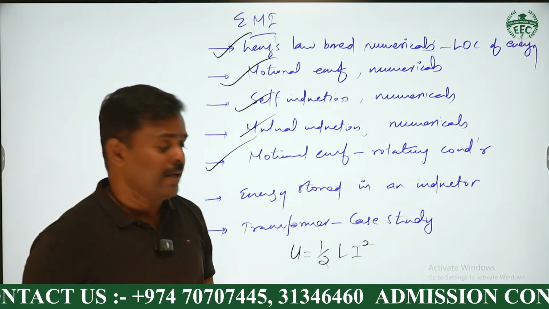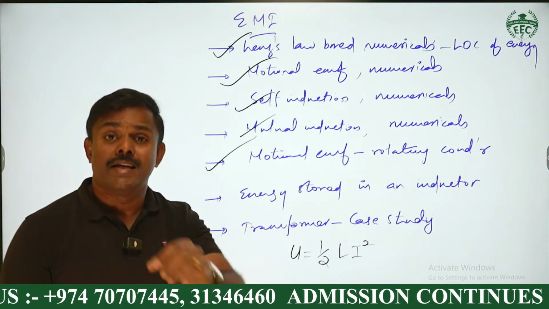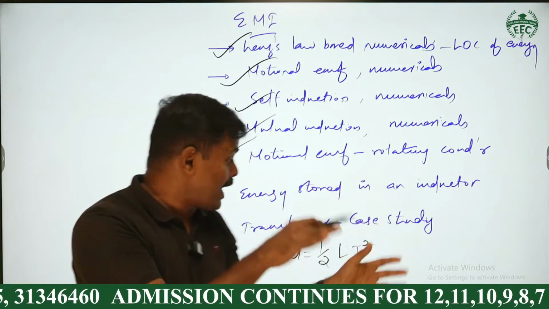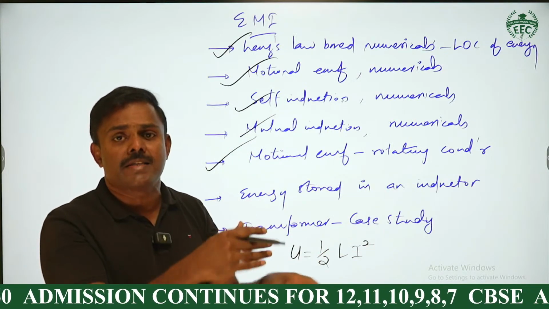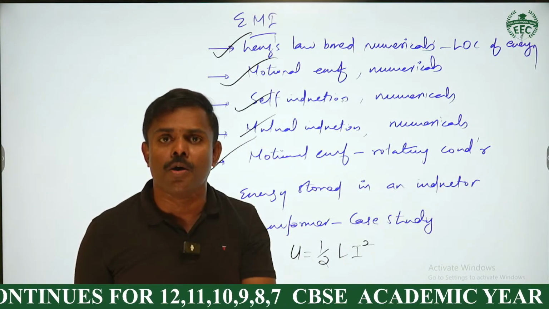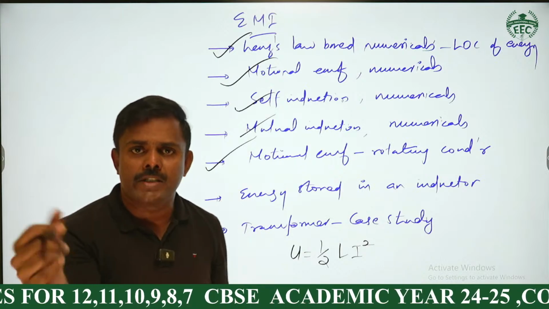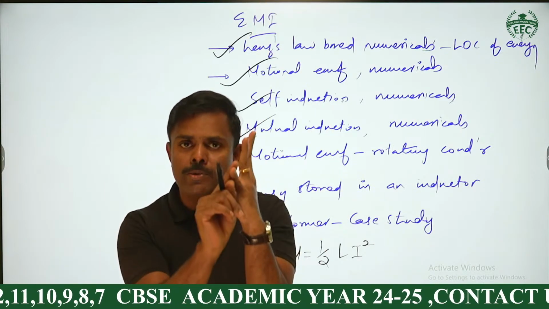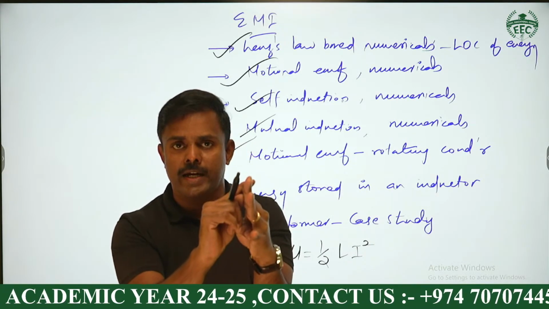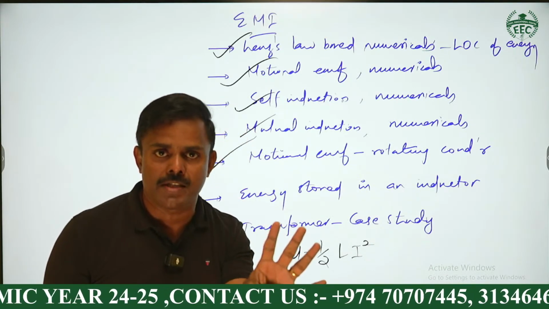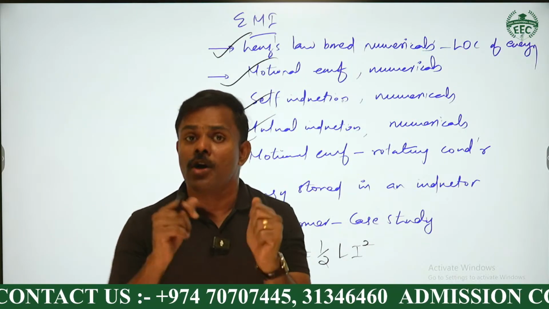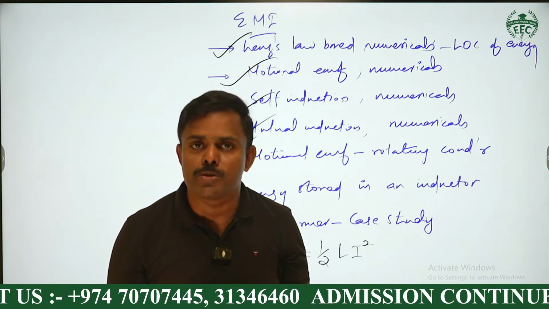Transformer: the working principle is mutual induction. DC cannot be used in a transformer; for changing the value of DC, a transformer cannot be used. And transmission is done how? Options will be given: high voltage high current, high voltage low current, low voltage low current, low voltage high current. Power transmission is done at high voltage, low current, to reduce the transmission losses.